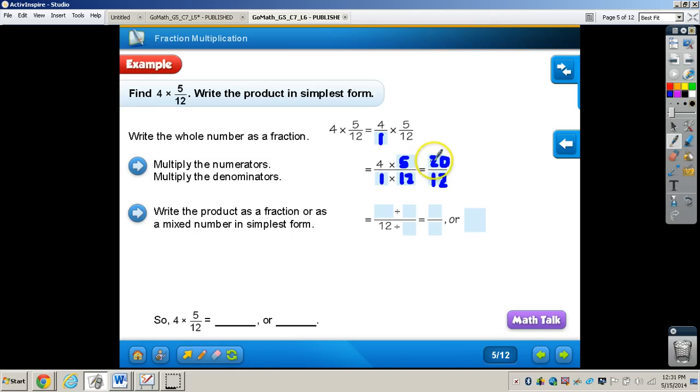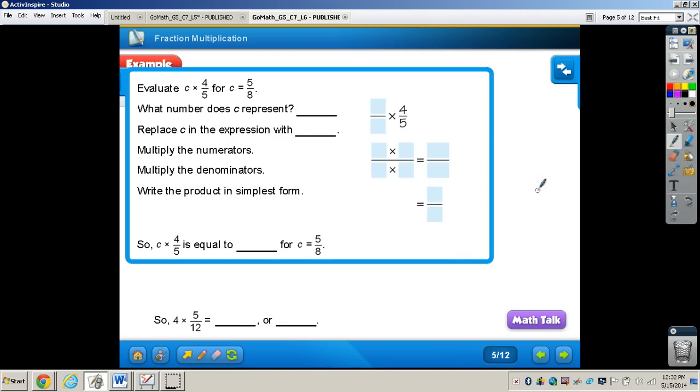All right, now we have 20 over 12. What that will look like as a fraction, what we need to do is see what number both 20 and 12 can be divided by. They can both be divided by 4. 20 divided by 4 is 5. 12 divided by 4 is 3. Now 5 over 3 is actually 1 2/3. So 4 times 5/12 is 5/3, or 1 2/3.